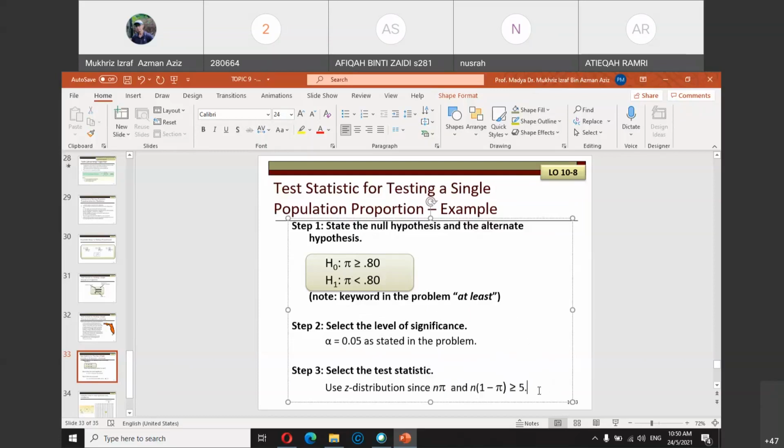If you are doing a proportion, no need to mention this one. Use Z distribution. As long as you are doing proportion, it should be using Z distribution. So use Z because it is proportion. Proportion we always use Z.